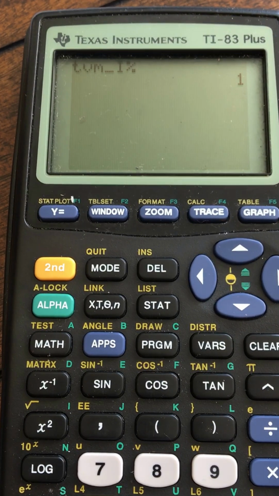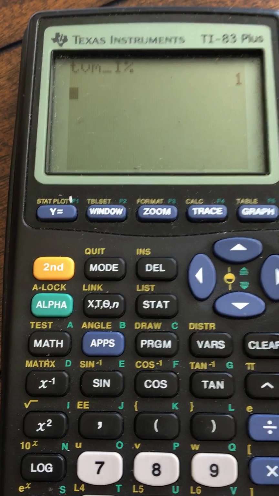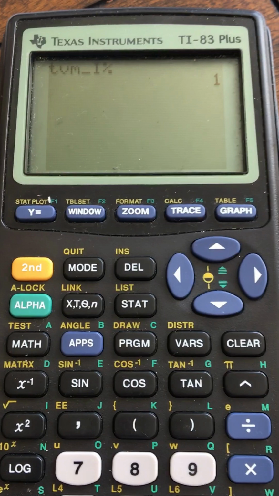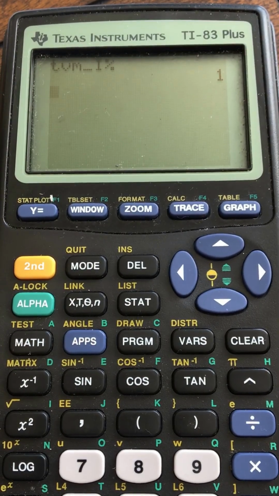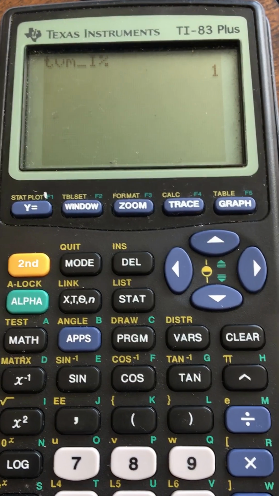So if you're looking to simplify what you're looking at, you can do it on the home page, the main page of the calculator, but essentially either way will allow you to go through and solve the finance problems.